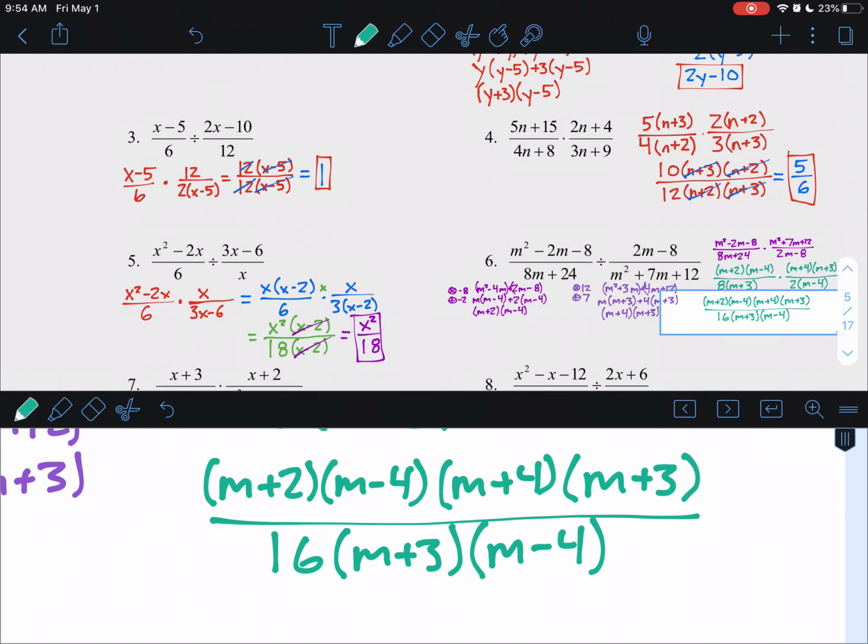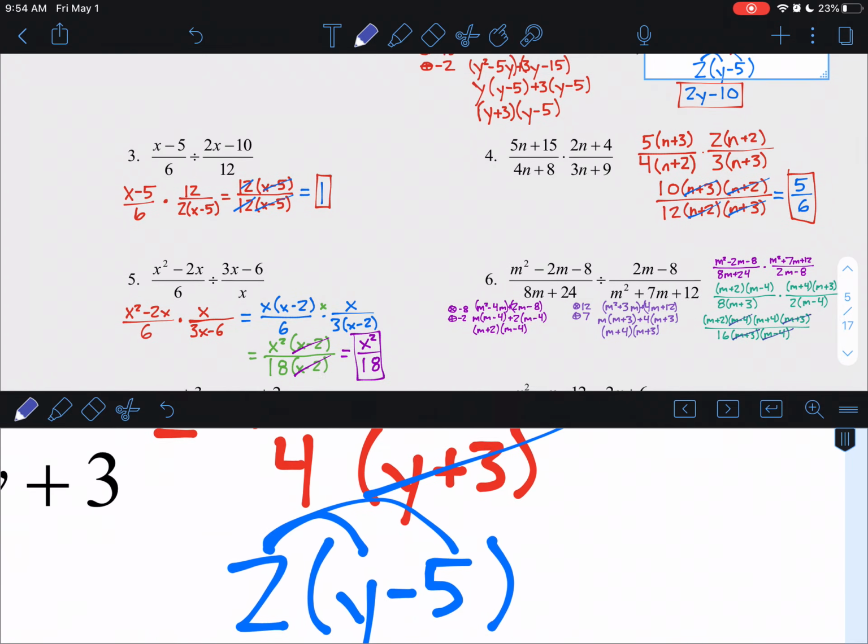Okay, so now that I have all this condensed into one fraction and everything's factored, I can cancel some things out finally. I see an m minus 4 in both the numerator and denominator. I see m plus 3 in both the numerator and denominator. And nothing else is going to cancel out. So in the top, I'm left with m plus 2 times m plus 4. In the bottom, I'm left with 16.